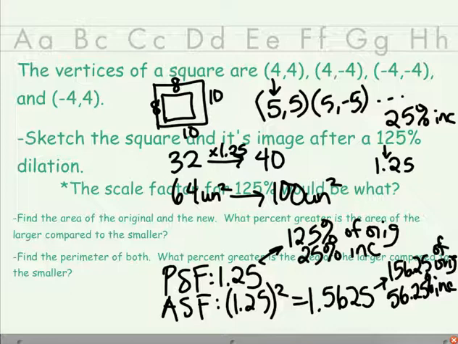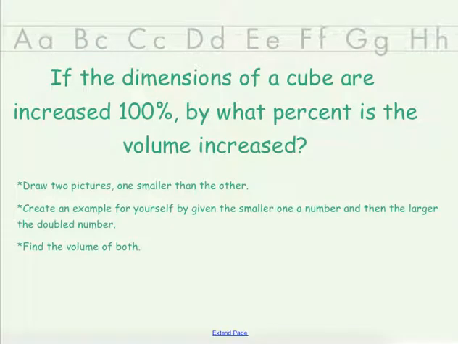Always two ways to talk about these percent changes. One of them is how much do I have of the original, which is always that 100% plus my percent of increase. And then my other way is to just talk about the increase, which is how much do I add on top of that original 100%. Okay, and just a couple more examples here. Now let's talk about volume.